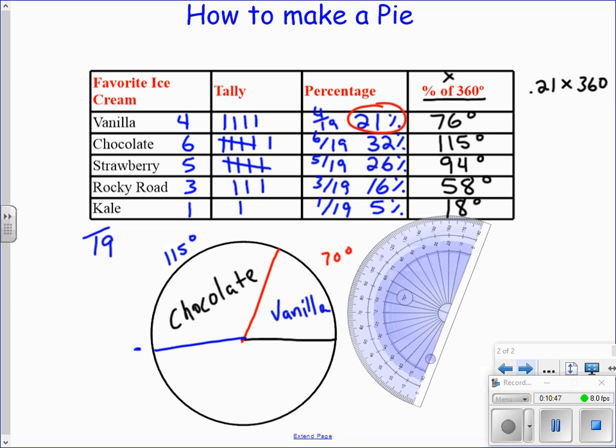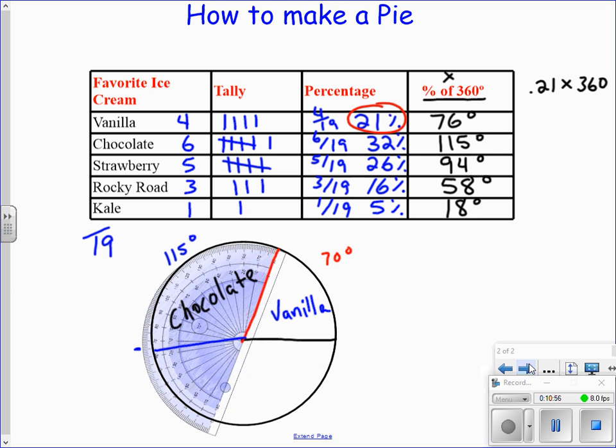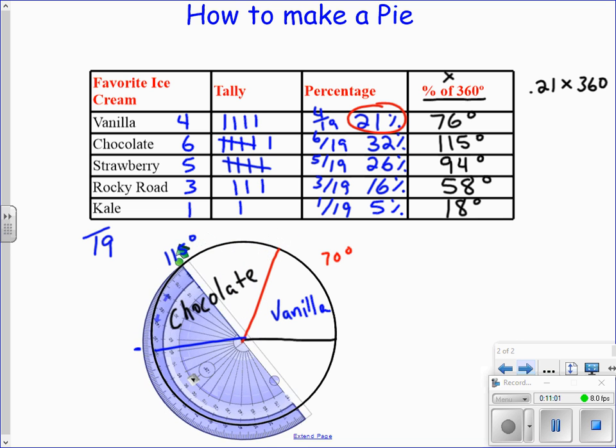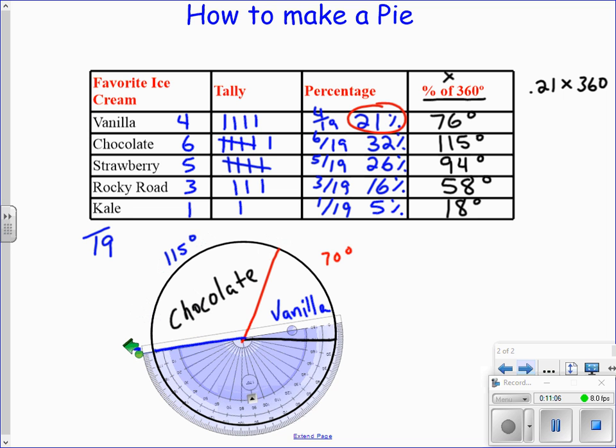Next, let's move down to strawberry. Strawberry is at 94 degrees. So again, I'm going to move my protractor back into place. I'm going to spin it around if I can. And I'm going to line up the 0. And I'm going to go 94 degrees from the blue line. So 94 degrees, it's almost right smack in line here.